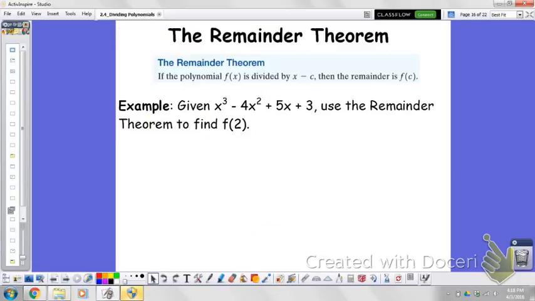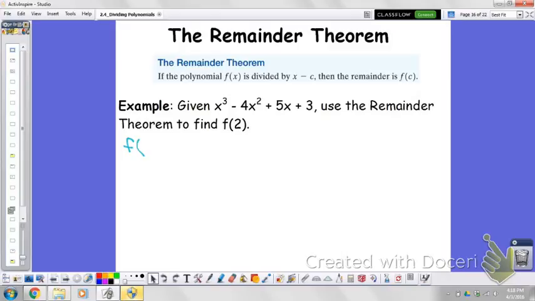So with polynomial division, we have the remainder theorem. The remainder theorem says if the polynomial f of x is divided by x minus c, then the remainder is f of c. So if we're looking at x cubed minus 4x squared plus 5x plus 3, we'll be able to find the remainder by finding f of 2.